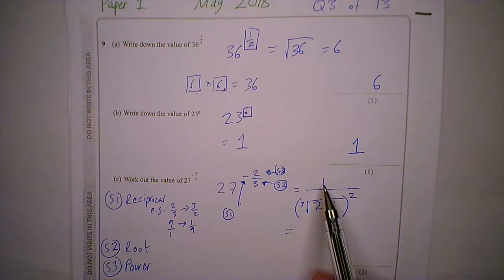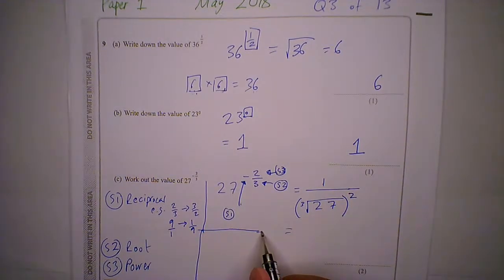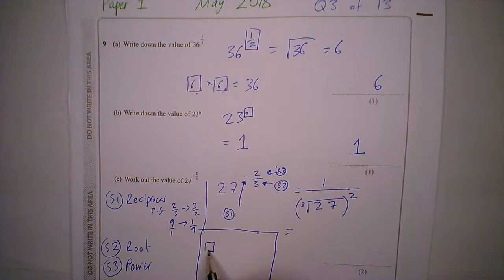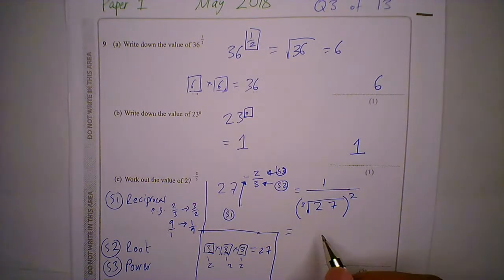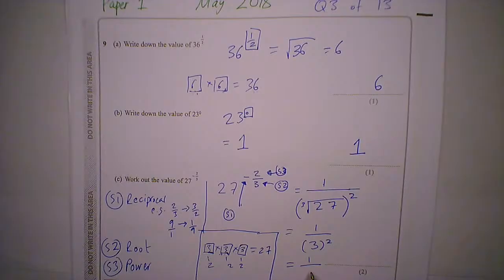And so now I've done my step 1. I can go to step 2, which is the root. What number multiplied by itself 3 times will give us 27? 1 times 1 times 1, 2 times 2 times 2, and it's 3 times 3 times 3. 3 times 3 is 9, times 3 is 27. So it becomes 1 over 3, and then I square it. So that's just 3 times 3, which is 9. So my final answer is 1 over 9.